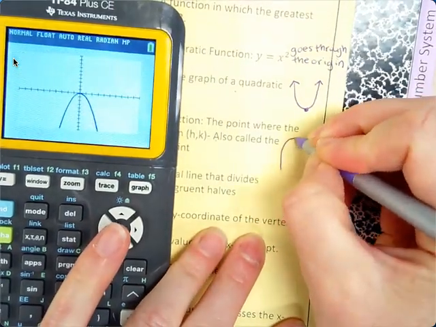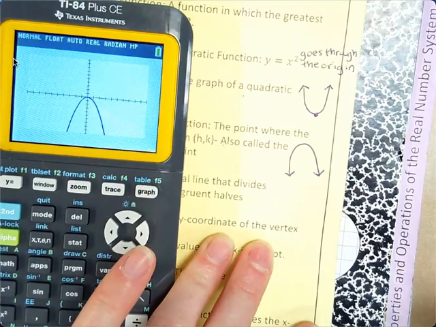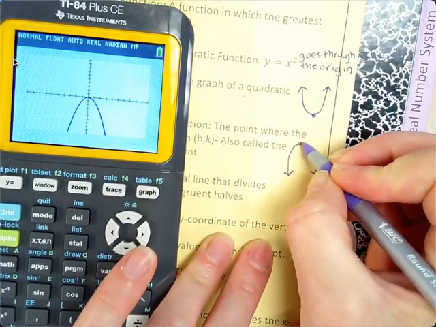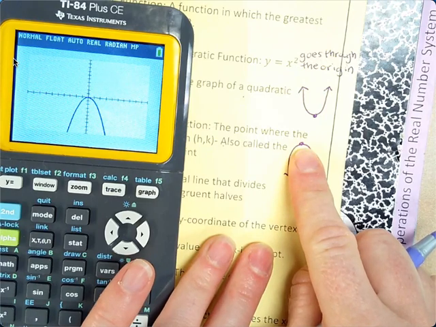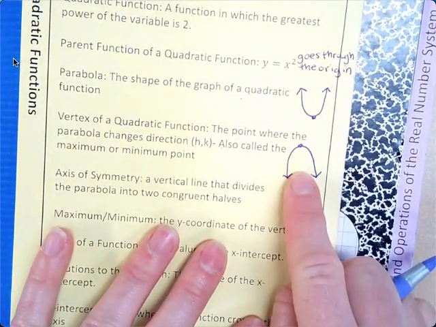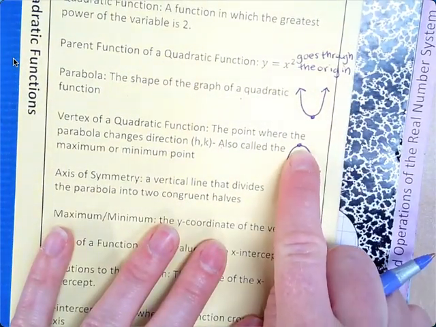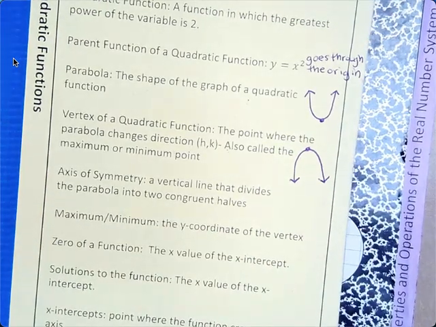So if I draw one like that, it's kind of like a mountain. So this is called the peak of the mountain. So it's also called your maximum point. So this is also a vertex. So no matter which way the parabola is facing, you have a vertex, and that's the point where it changes direction.